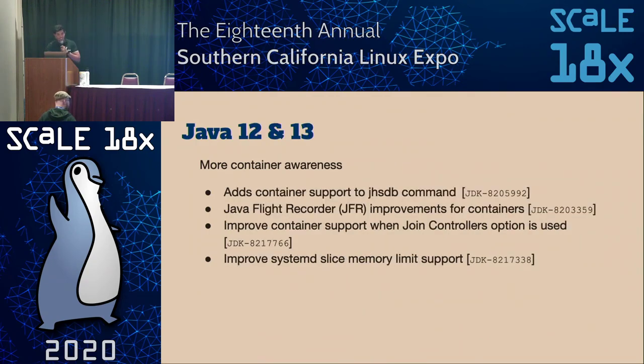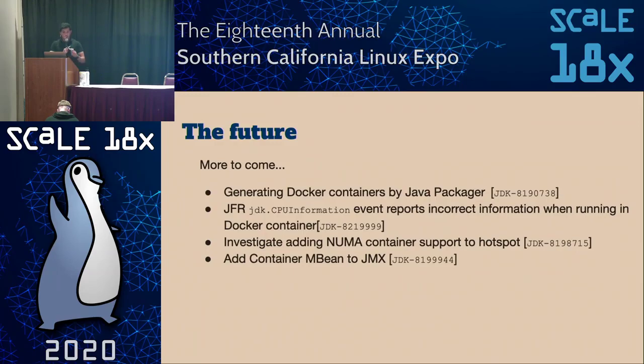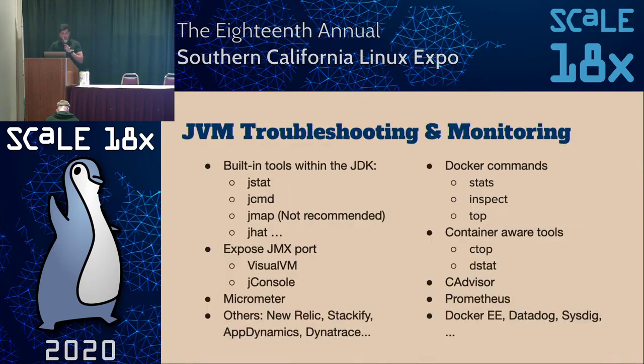Great question, thank you. And in Java 12 and Java 13, the focus was to make some tools more container friendly, like jhsdb and Java Flight Recorder. The efforts continued in Java 14 and Java 15 to make the Java Flight Recorder more container friendly, and they are working on support for cgroups v2. And there are many bugs and features introduced by the community to make Java more and more container aware.